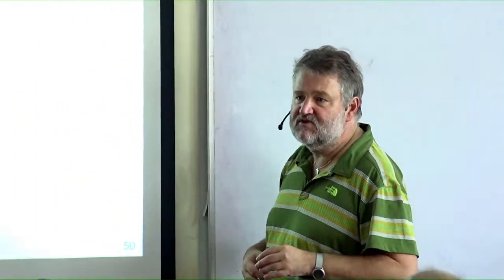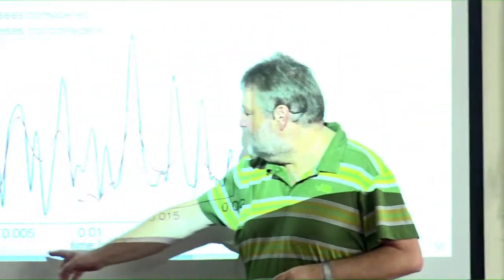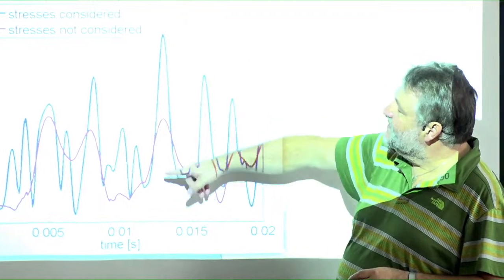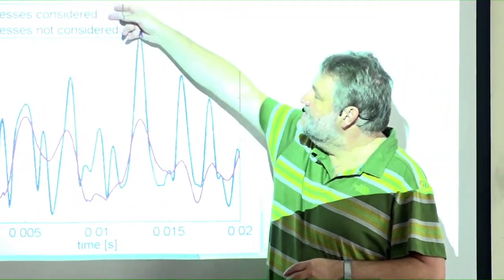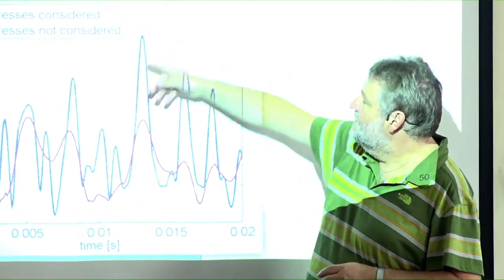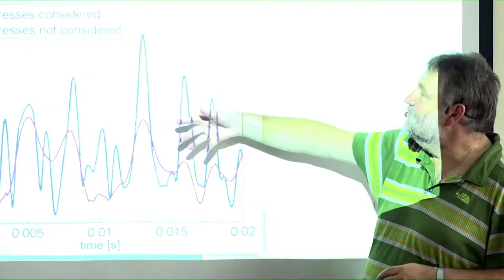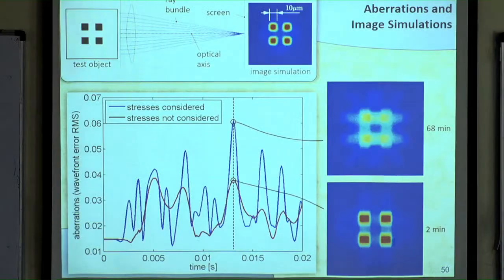Now, the question is: is it really required to consider these stresses? Or is this a very small effect, which is not relevant practically? And here you can see a plot where over time we compared the aberrations. Blue means the stresses are considered. Red means the stresses are not considered. And here you can see this is very different from what you have. There is a difference whether you consider the stresses or not.